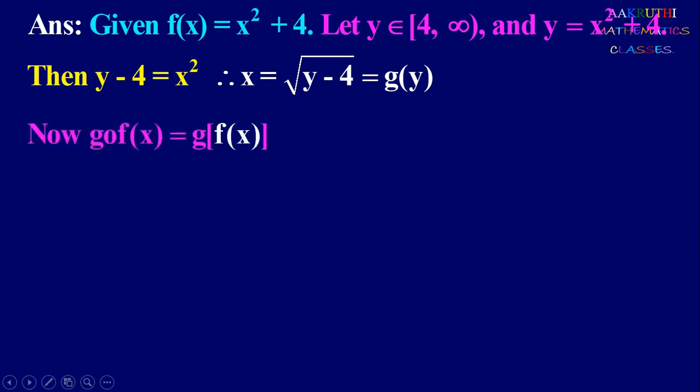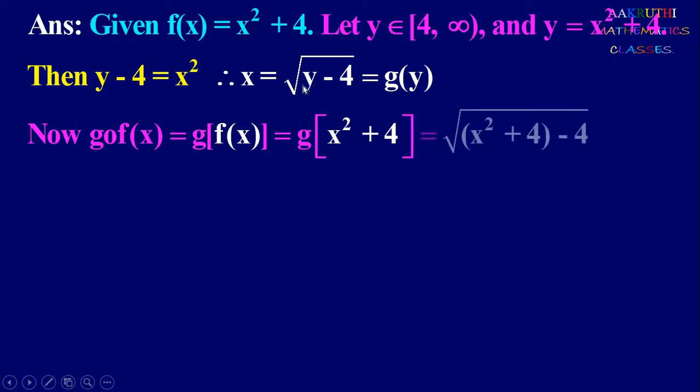Now we consider g composite f of x, it is g of f of x, and f of x is x square plus 4. So it is g of x square plus 4. It is of the form g of y, and here g of y is root of y minus 4. In place of y you have to write x square plus 4. So therefore it is root of x square plus 4 minus 4. Here 4 cancels and the square root cancels, remaining is x. So therefore g composite f of x is x.